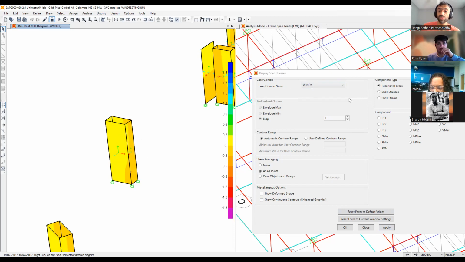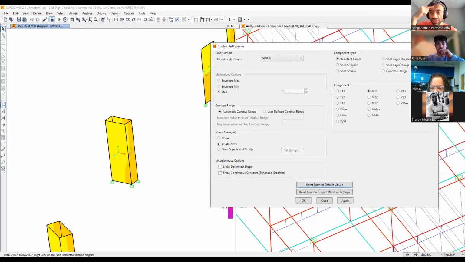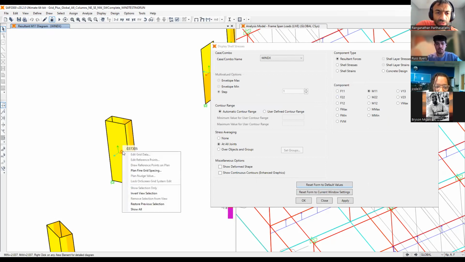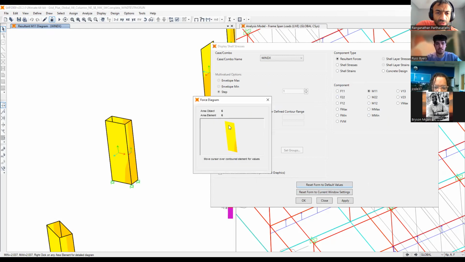Oh, but the units. It's in feet. Yeah, I mean, this one is in foot per foot, I think. You have to again multiply it. Oh, it's showing somewhere the unit. Yes, kip, feet. See, keep foot per foot.